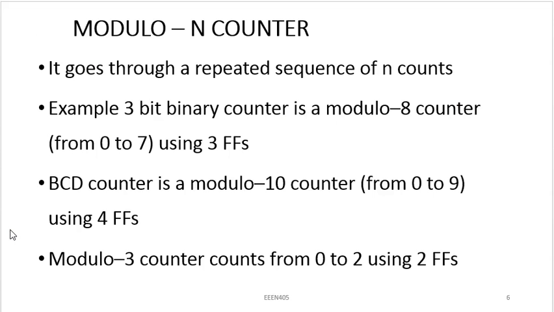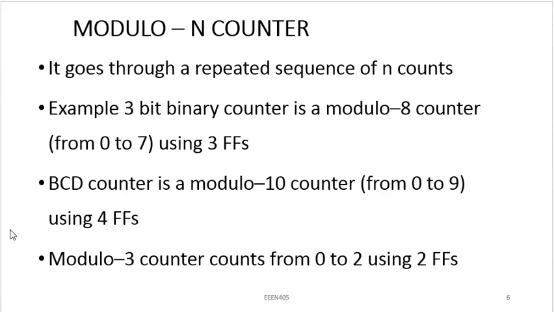The next thing is modulo n counter. This modulo n counter is any binary counter that goes through a repeated sequence of n counts. For instance, if I say modulo 5, I want it to go through 5 different stages, maybe from 0, 1, 2, 3, and 4. This will give me my 5 stages.